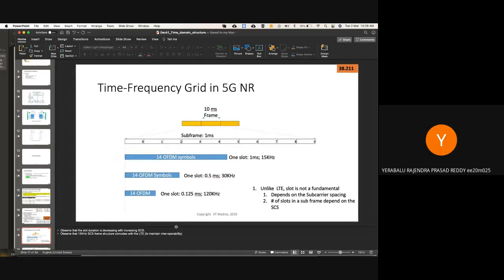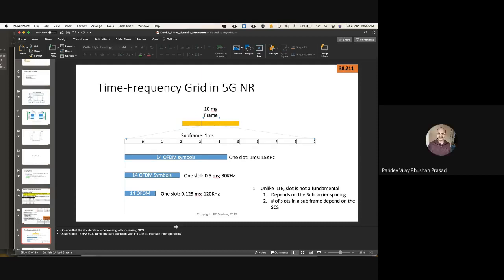Sir, here the fixed quantities are frame, subframe, time, and 14 OFDM symbols per slot. Yes, that's the fixed. Correct. You are absolutely right. So frame is 10 milliseconds, subframe is 1 millisecond, and there are 14 OFDM symbols per slot. Okay, those are the fixed quantities.